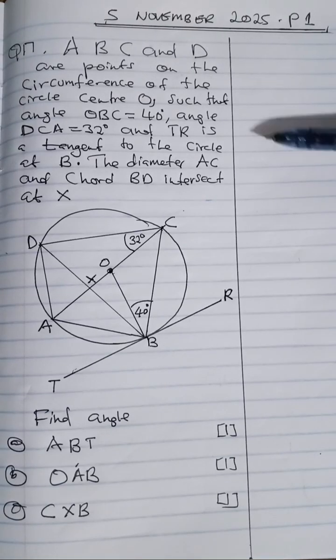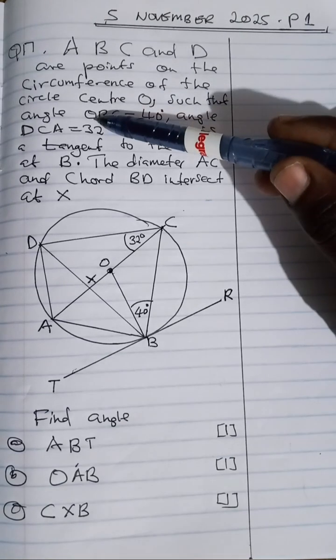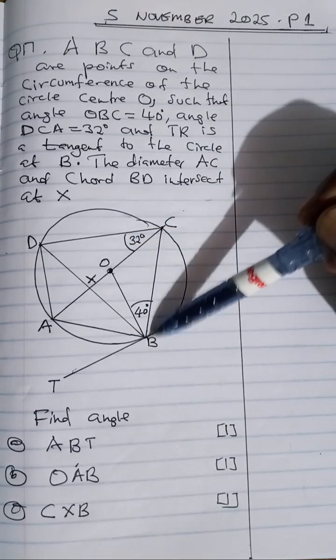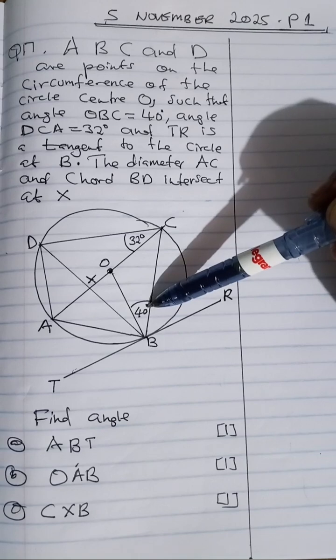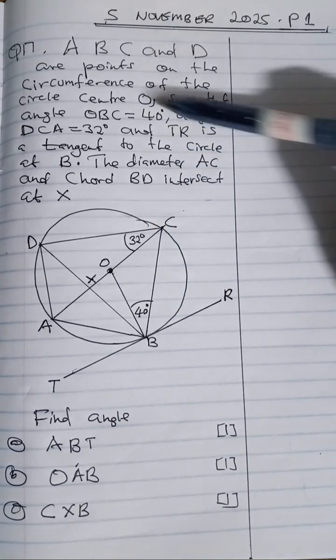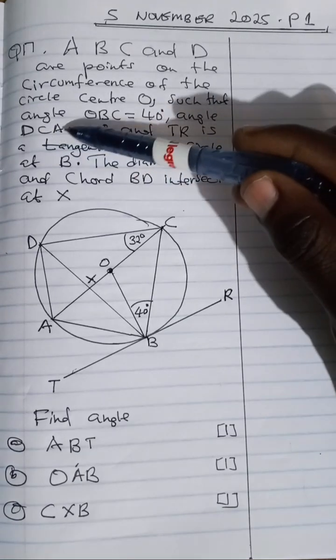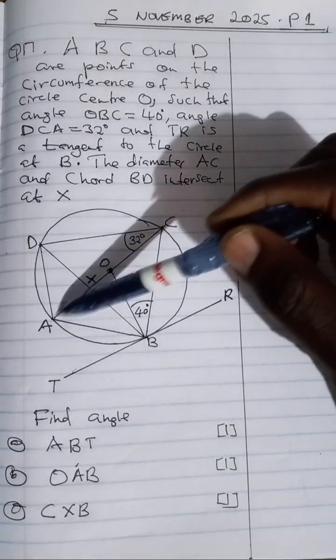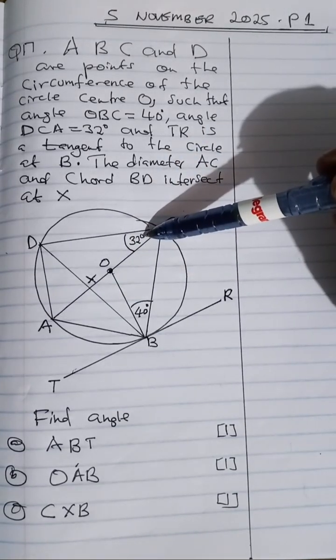Then such that the angle OBC is 40 degrees. You have O here, B here, C. The angle at B here is 40 degrees. Then you have also an angle DCA. It is 32. D here, C here, A here is 32 degrees.